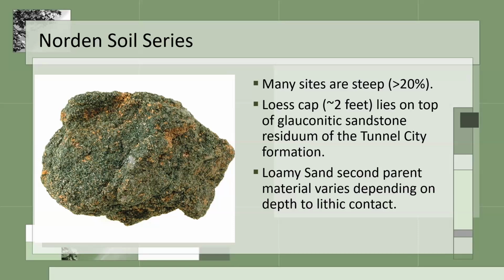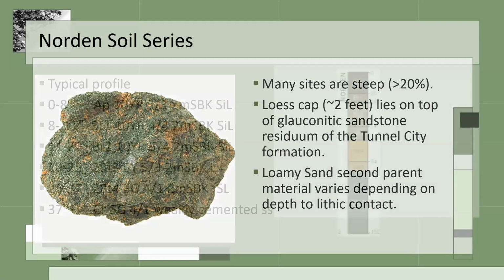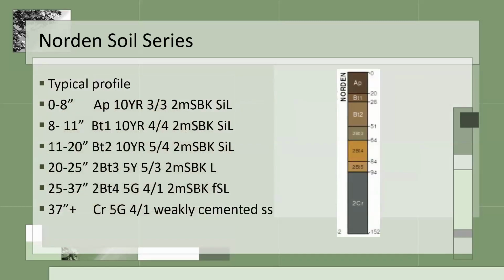And the Norden series can vary widely depending on how eroded it is, to what its contact is with the stone, and that's going to depend on what your separation distance is. So it can vary, but here's a typical profile of Norden. If you're looking at the numbers on the profile, those are actually in centimeters, so that's why it says 0 to 20, but that's actually in centimeters. So it's about 0 to 8 inches.